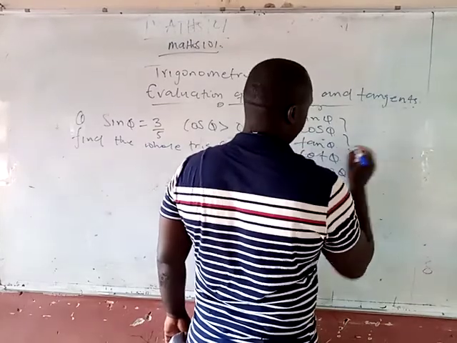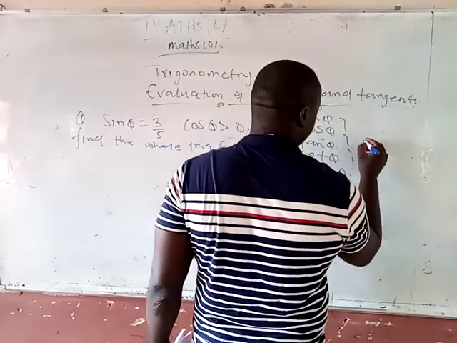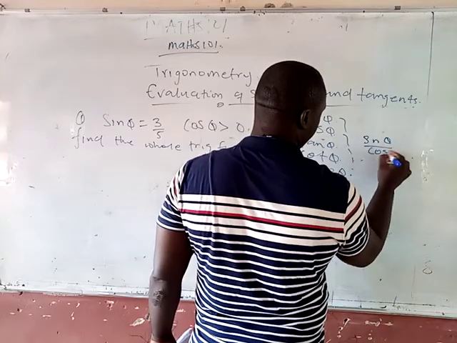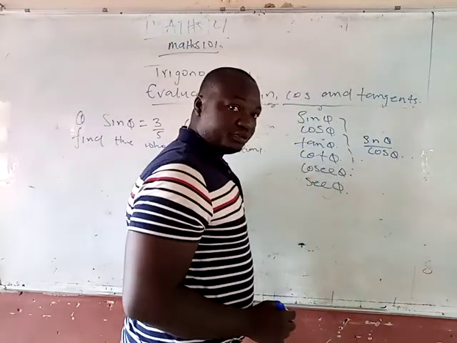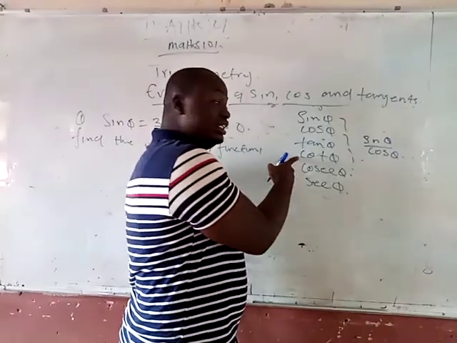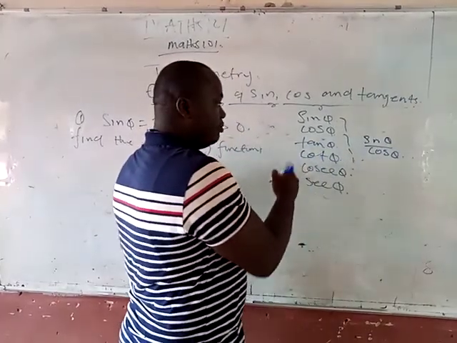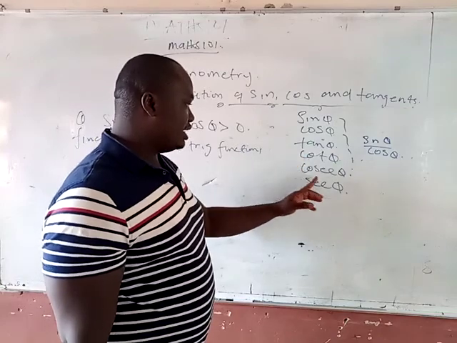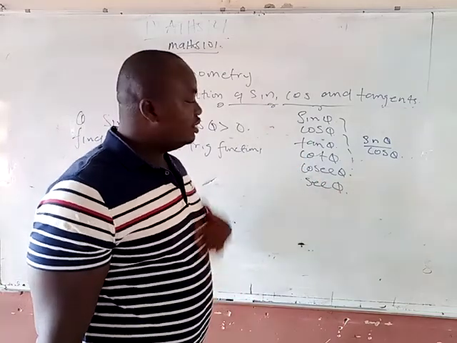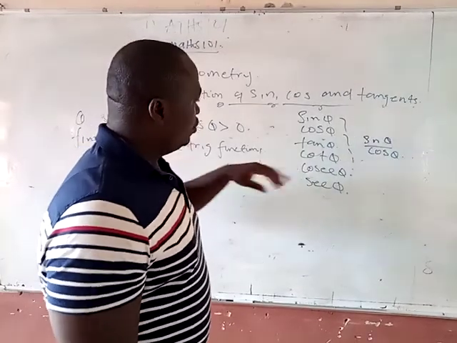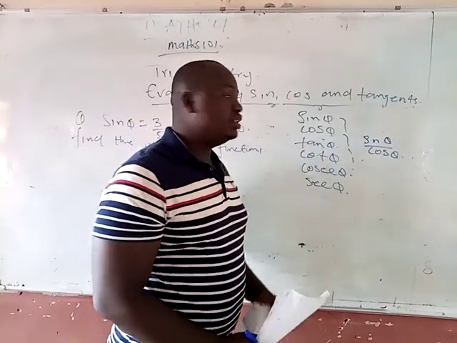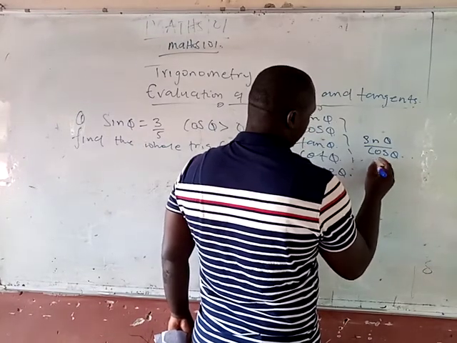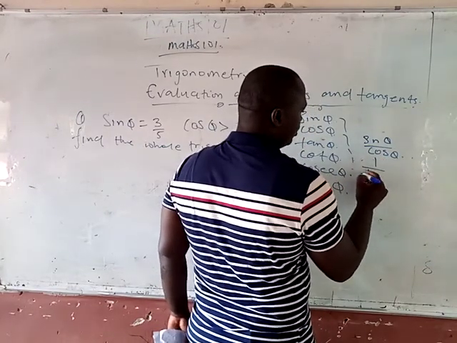And please note that tan theta is sine theta all over cos of theta. And then cot theta is what? How you commit this to memory is whenever you come to cot, cosec theta, sec of theta, you count 1, 2, 3. So this is the third value, so what it means is inverse of tan theta.